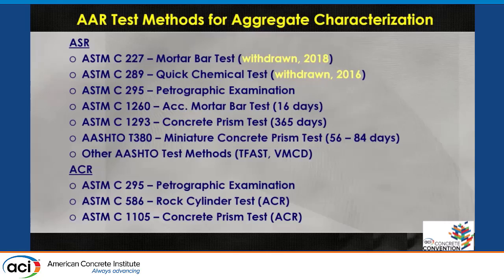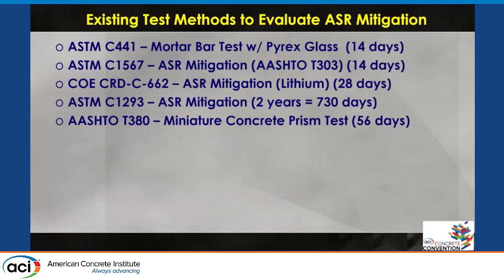As I've indicated here, a couple of test methods in the past have now been withdrawn, but there are still a number of test methods in the standards and being used, both for ASR and some for ACR, although that's a less common problem that we face. All of these methods are to evaluate aggregate reactivity. Then there are a bunch of other methods that are variations of the aggregate reactivity test, to evaluate ASR mitigation measures.